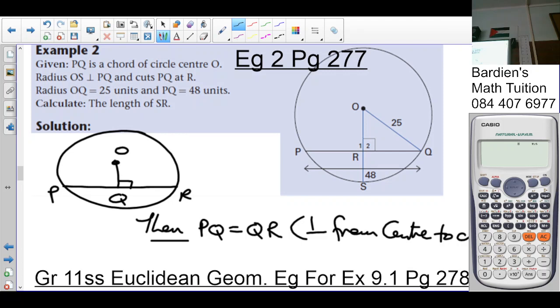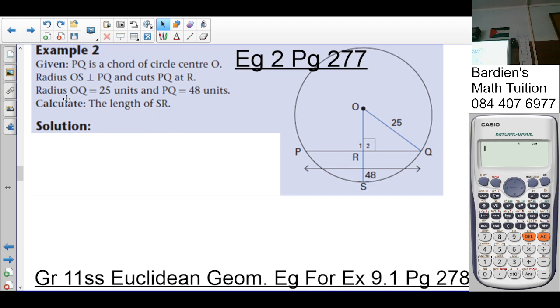PQ, QR. Is that right? No, this is not the diagram. This is what I made. I would have used ABC, whatever, it doesn't matter. Is there any confusion at this point?